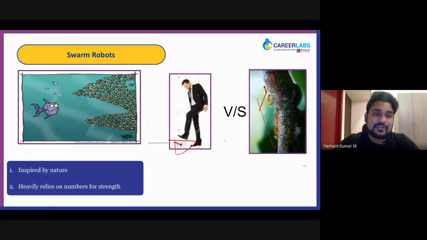Similarly, a big fish always eats a small fish. We all know this simple concept. A shark can always eat a small fish. But let's say there are thousands and lakhs of fishes that come together. Even the shark or the big fish will have a concern.